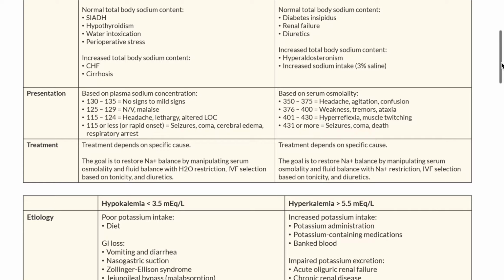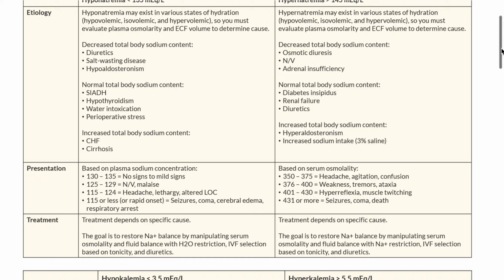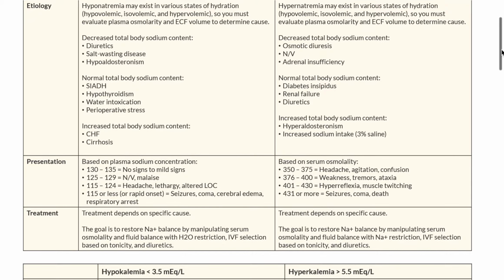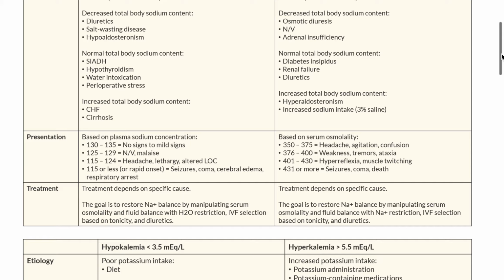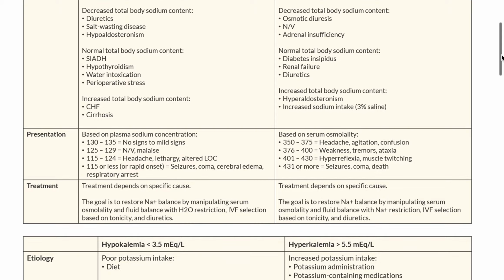So the presentation of hyponatremia includes signs that are based on plasma sodium concentration. So 130 to 135 is no signs to maybe mild signs. 125 to 129 is nausea, vomiting, and malaise. 115 to 124 is headache, lethargy, and altered level of consciousness. And 115 or less, or if it's a rapid onset, results in seizures, coma, cerebral edema, and respiratory arrest.